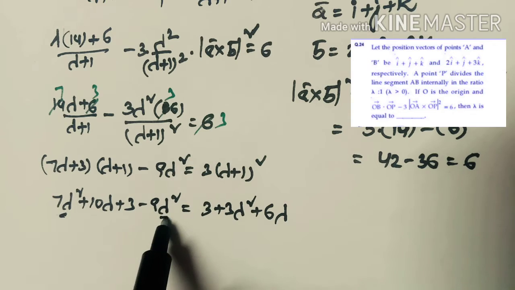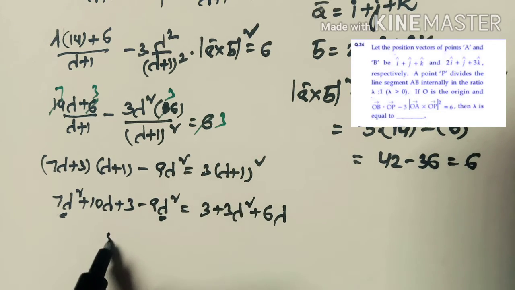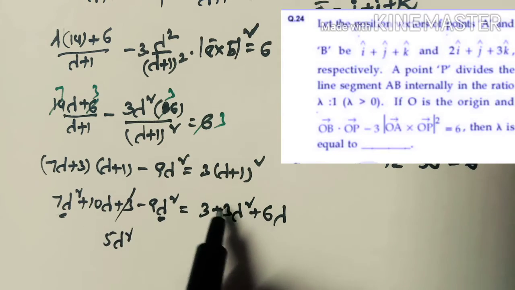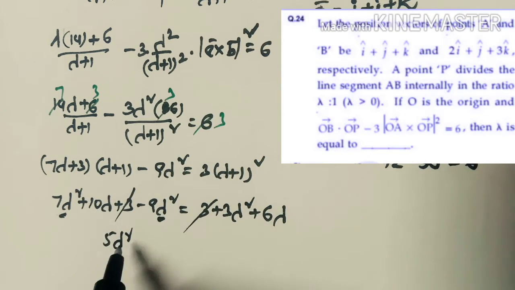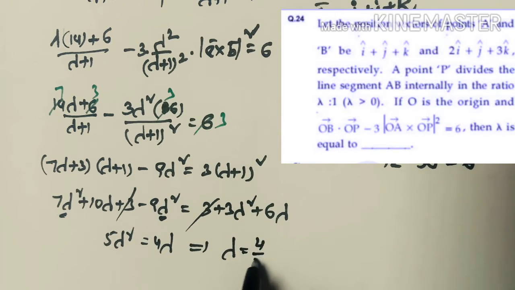7 lambda square minus 9 lambda square minus 2 lambda square, 3 lambda square plus 2 lambda square, that is 5 lambda square. Here 3 and 3 get cancelled. 10 lambda minus 6 lambda equals 4 lambda. Therefore the value of lambda is equal to 4 by 5, and this is equal to 0.8.